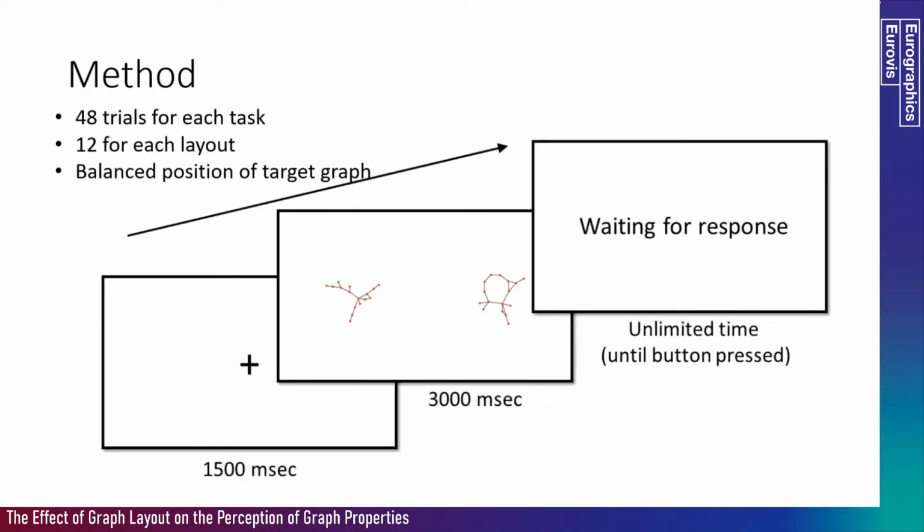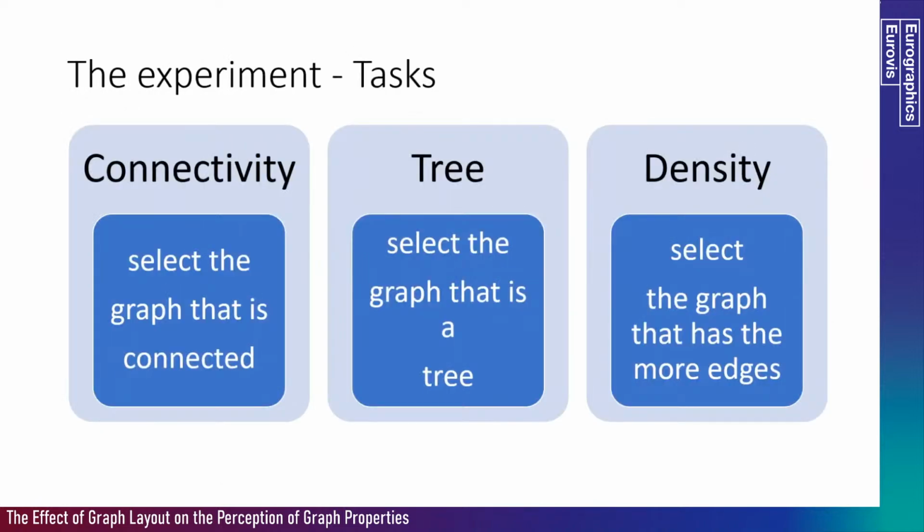There was a fixation cross on the screen, after which the two layouts appeared and remained on the screen for 3 seconds. Then there was a prompt screen until the user submitted their response using their keyboard. In total, there were 48 trials for each task, and the position of the target graph was balanced across the trials. For our experiment, we designed 3 separate tasks, one for each graph property.